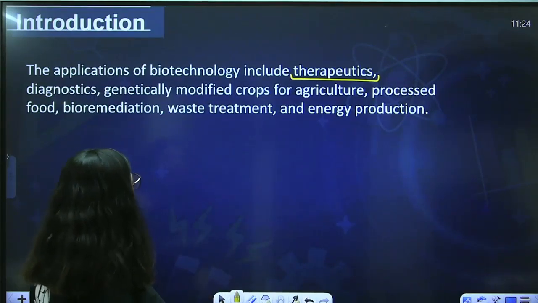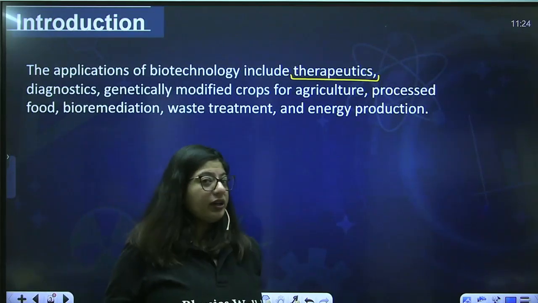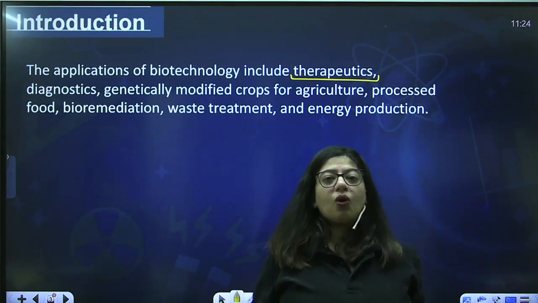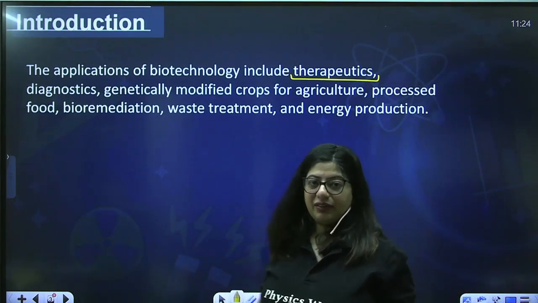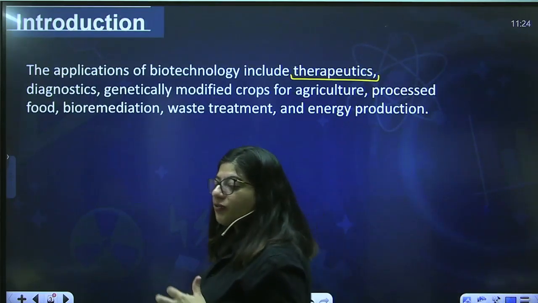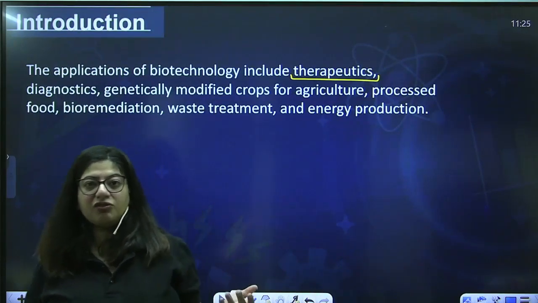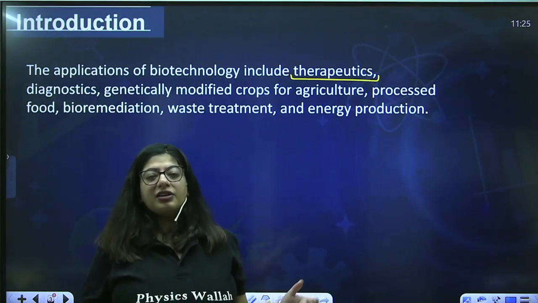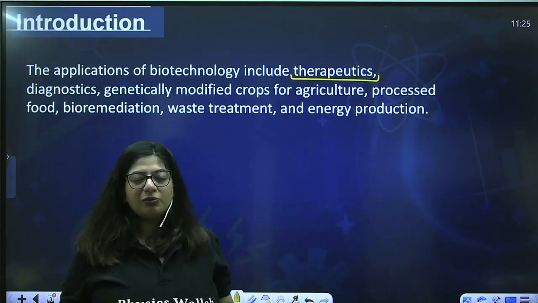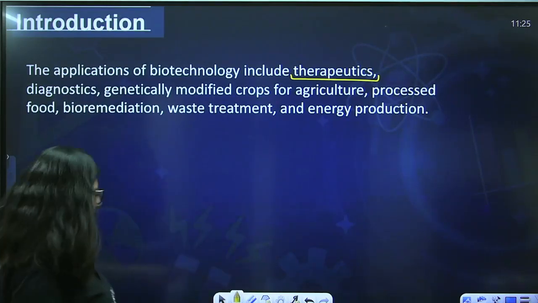Then waste treatment. In the waste treatment plant also, you'll study in botany how bacteria are used to treat the dirty water and make it clean, right? Then energy production, yes, we also use a lot of organisms for producing energy, like methane treatment, like gas plants, they are installed and there also bacteria are used. So these two you'll be studying in botany. The rest I will be taking here in biotechnology, right?